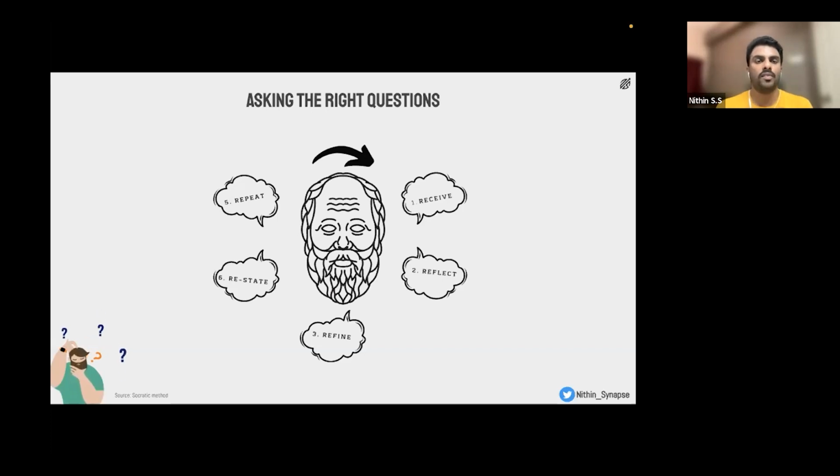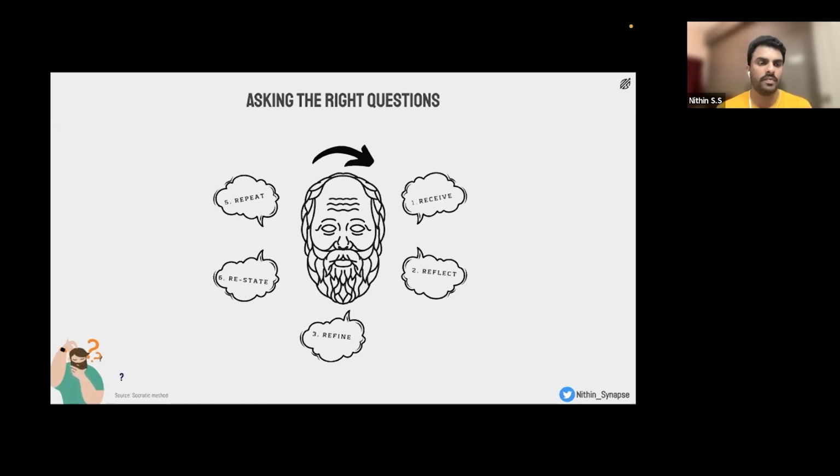So we need to ask why. Why do you think so? Or what makes you think like that? It will lead to clarity where we often fall into a wrong way of thinking. When we refine this back to them, it leads them to the right way of thinking. Then after getting the responses from them, we try to restate so that the entire audience is aware of what is happening or what the discussion is about.